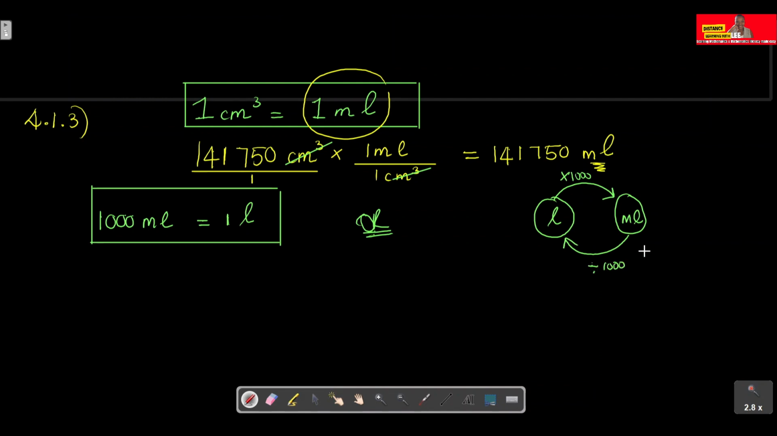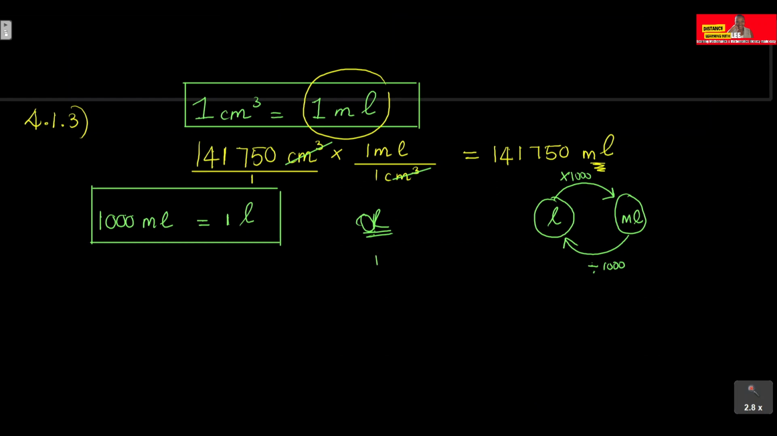So you can use any one of these methods, depending on whichever one you're comfortable with, because I've got different learners on the channel, so I have to cater for all of the learners that I have on the channel. So I'm going to use both of these methods to show you how we can convert this 141,750 milliliters to liters.